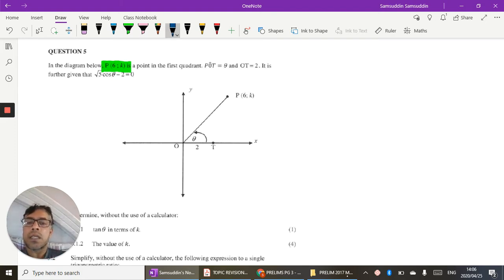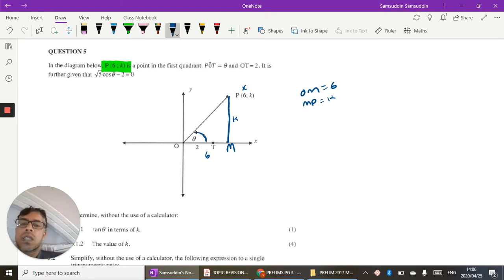So it tells me that if I complete the triangle, my x coordinate is 6, so the x length is 6 units. If I make it M, then OM is 6 units and MP is k units. This is k. The point is in the first quadrant. The angle POT is theta. OT is 2 units, as given.